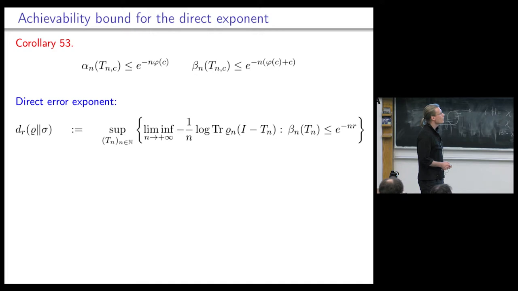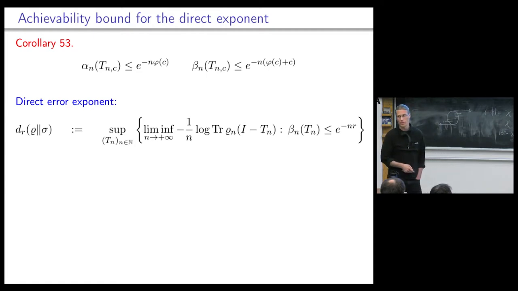And obviously, we want this type 1 error probability to decay as fast as possible, so we are taking the supremum over all possible sequences of measurements, all possible sequences of decoding strategies for Bob. Okay. So this is our quantity of interest.